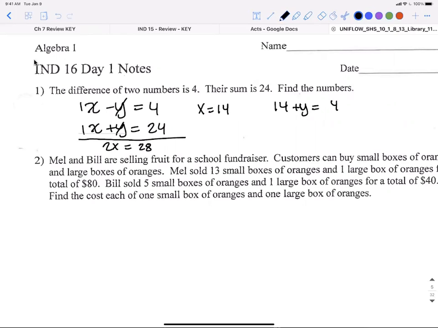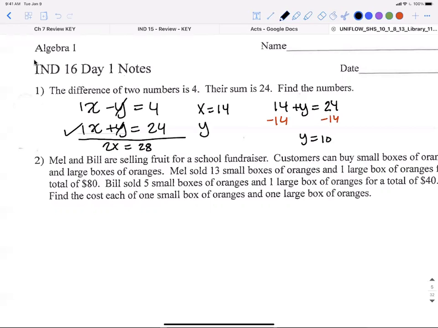Sorry, I used the wrong one. I wanted to use the bottom one, equals 24. There we go. Okay, so I'm using the bottom one. X plus Y equals 24. 14 plus Y equals 24 when I plug in what I know about X. And when I subtract 14 and subtract 14, I get that Y equals 10.